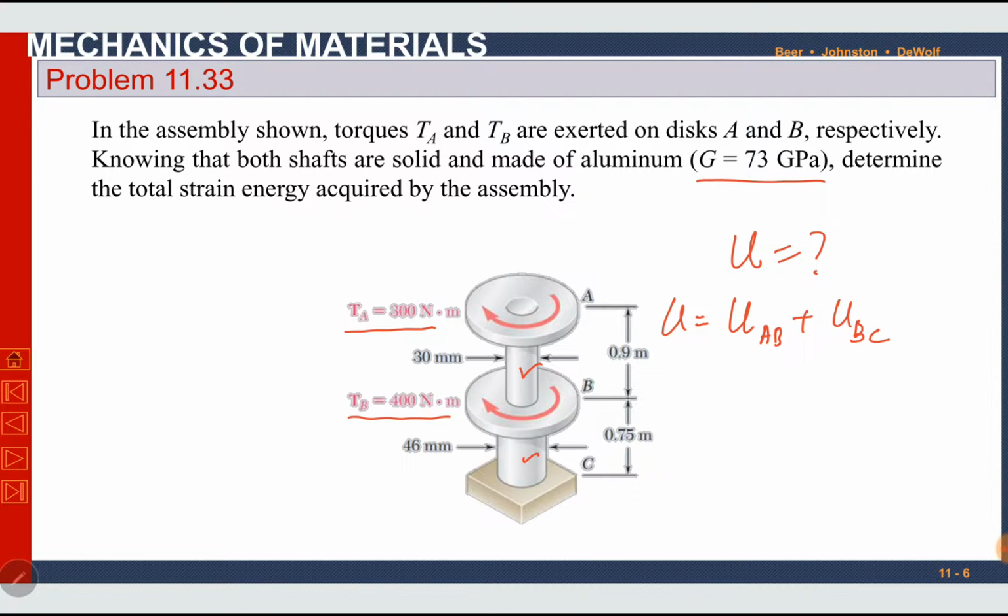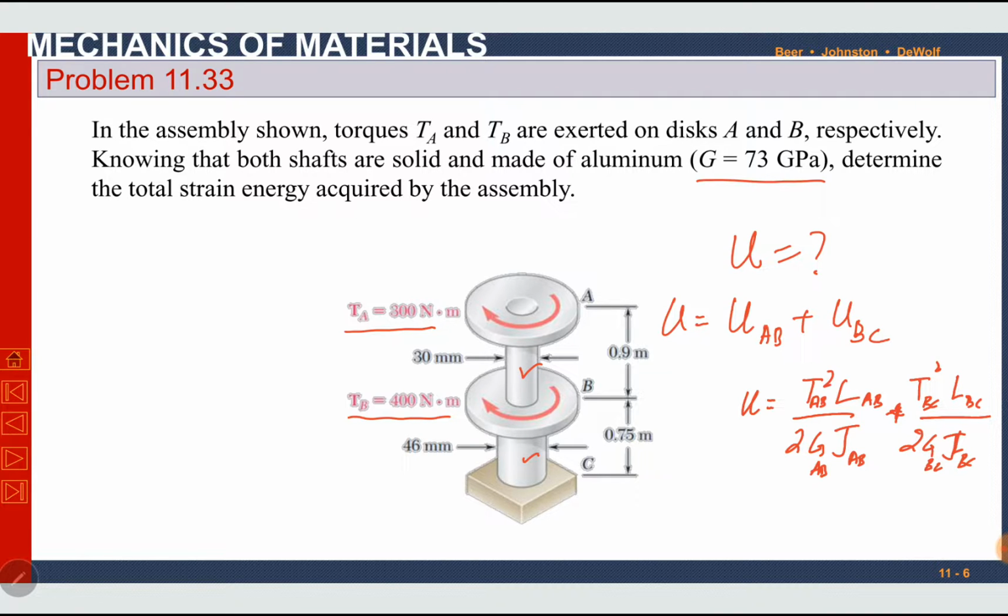Okay, under torsion, under shear load, we have discussed in our theory, U is equal to T square L over 2GJ. So we have to find torque for part AB, length of AB, J of AB and G of AB, plus torque for BC, length of BC, J of BC and G of BC, in the same expression.